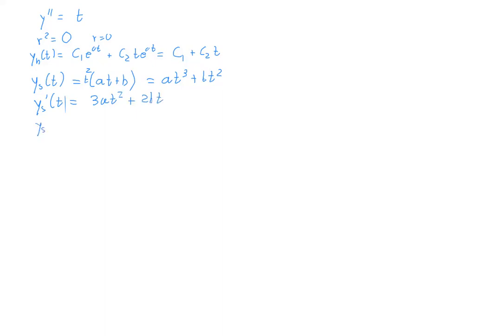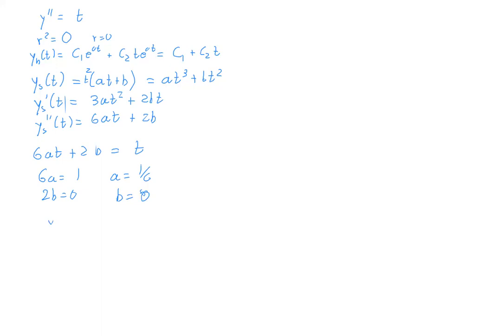And the second derivative is going to be 6at plus 2b. So pretty much if you plug it in, you will have 6at plus 2b is equal to t, which means that 6a should be equal to 1, 2b should be equal to 0, a should be equal to 1/6, and b should be equal to 0.